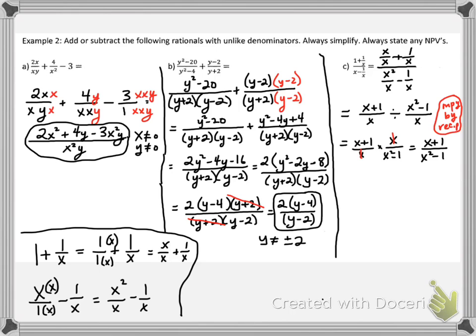And now I've got a difference of squares on the bottom. I get (x plus 1)(x plus 1)(x minus 1). And the x plus 1's can cancel, leaving me with 1 over x minus 1. X, of course, cannot equal positive or negative 1 or 0.